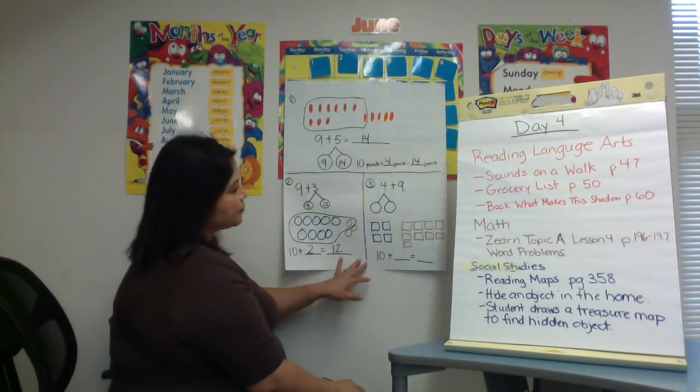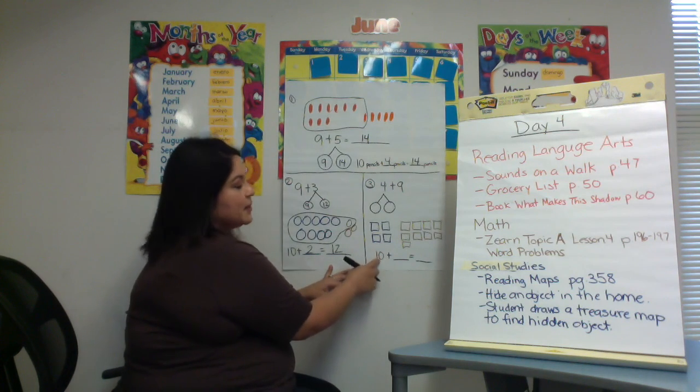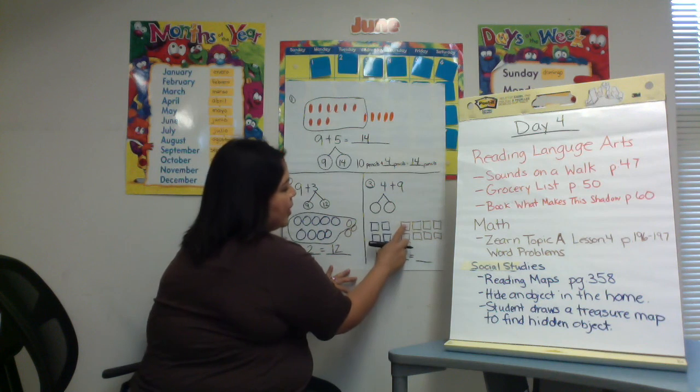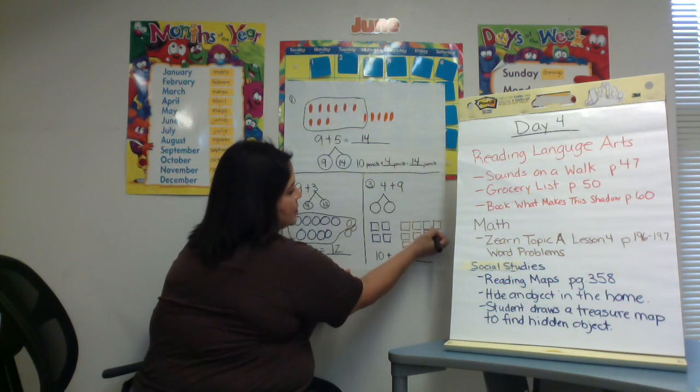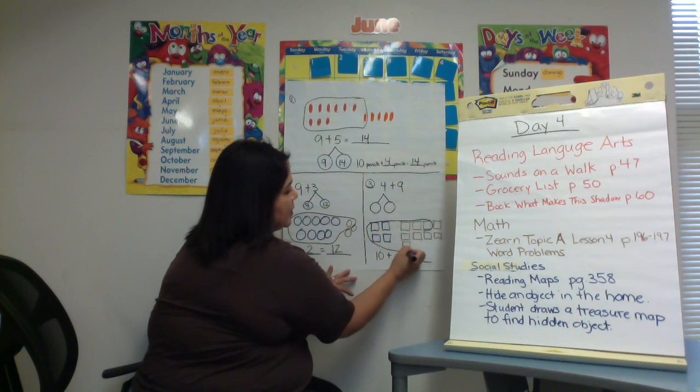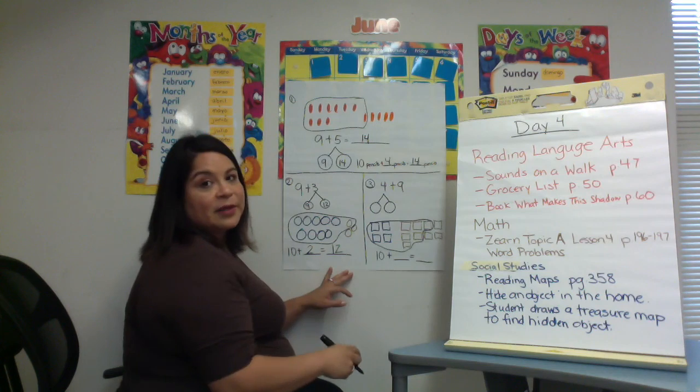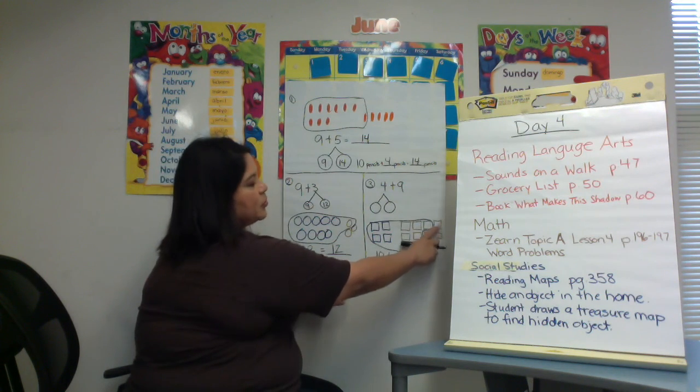Number 3, I'm going to go ahead and make 10. So we know this is 4, 5, 6, 7, 8, 9, and 10. So I'm going to go ahead and circle my 10. And how many are left that are not circled? 1, 2, 3.